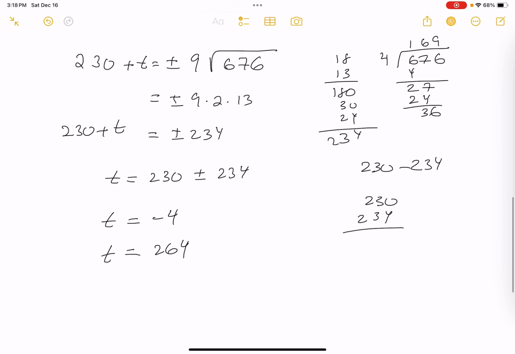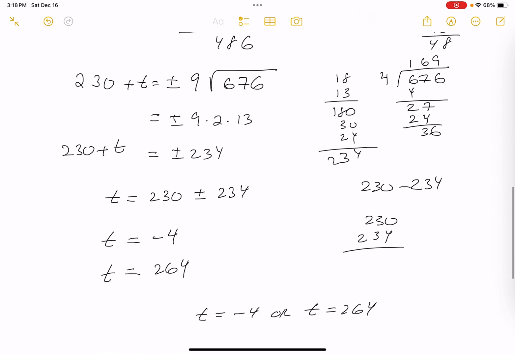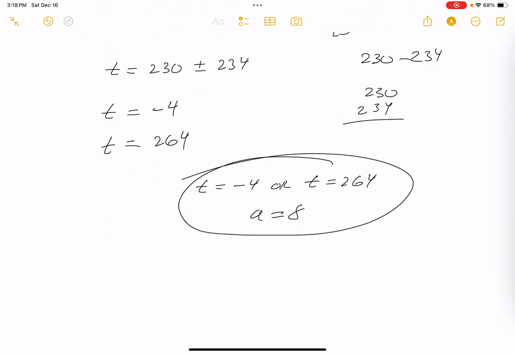All right, now let me go back to the question. I have to read it again. The problem with not reading is I can't make sure I understood the question. Find the integers t. So t can be equal to minus 4, or t can be equal to 264. And it also wanted to find the a, and I can't remember what the a was. I did it up here, right? Oh, the a turned out to be 8. And we're done. Thank you.